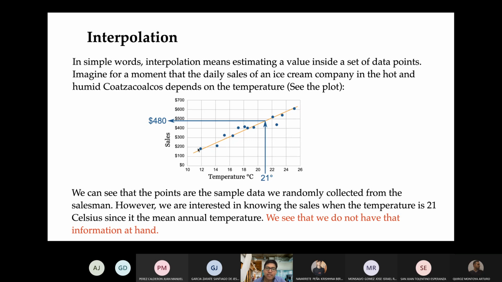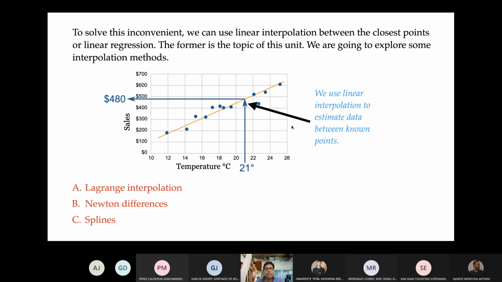But then we can also say that we can have a polynomial actually passing through all the points, right? So we can actually pass through all the points. We'll see this in a second. So we see that we solve this interpolation using linear expressions. And then, of course, in this class, we are going to explore some other interpolation methods.